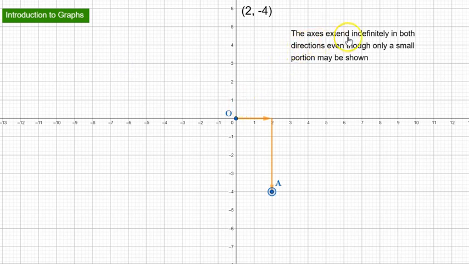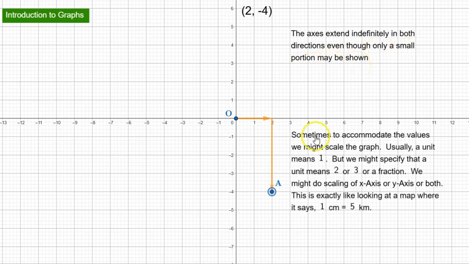Now the axes extend indefinitely in both directions, even though only a small portion may be shown. Sometimes to accommodate the values, we might scale the graph. Usually a unit means 1, but we might specify that a unit means 2 or 3 or a fraction. We might do scaling of the x-axis or y-axis or both. This is exactly like looking at a map where it says 1 centimeter is equal to 5 kilometers.